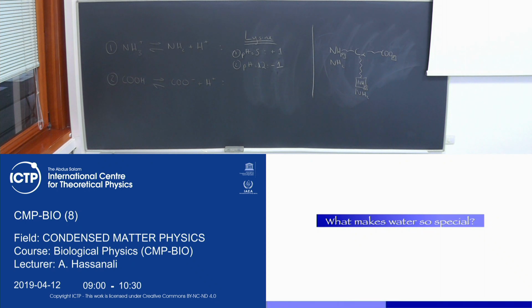Okay, so we mentioned the anomalies of water. Water has a density maximum at 4 degrees Celsius. Most other liquids do not. Most liquids, as you increase temperature, density decreases. Okay?